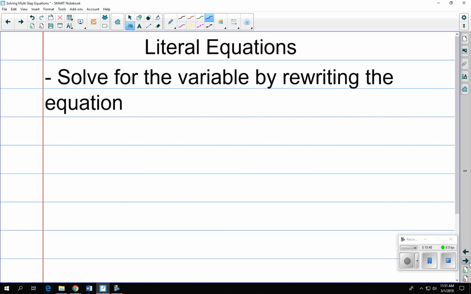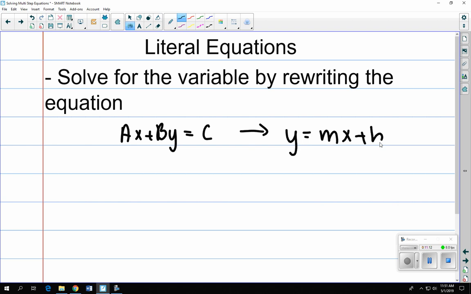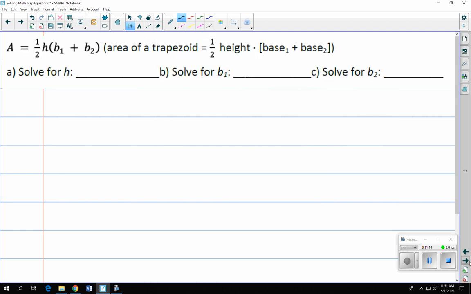The next part of this unit was the literal equations. The literal equations is ultimately solving for a variable by rewriting the equation. And we practice this a lot when we are trying to take our standard form equation into our y equals mx plus b form. So as a reminder, my standard form of an equation is ax plus by is equal to c. And when we convert it to slope-intercept, y equals mx plus b. So to start out, we're going to look at a few examples.